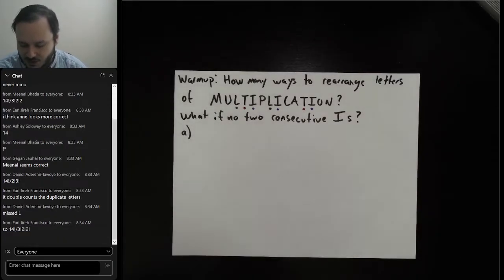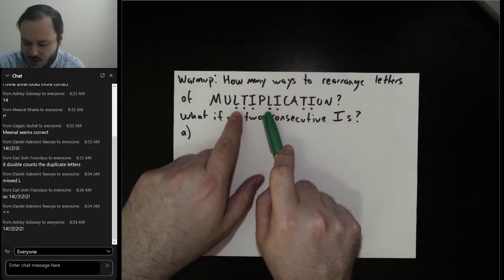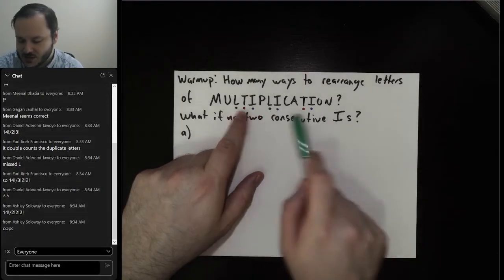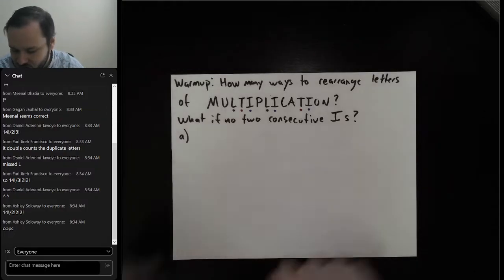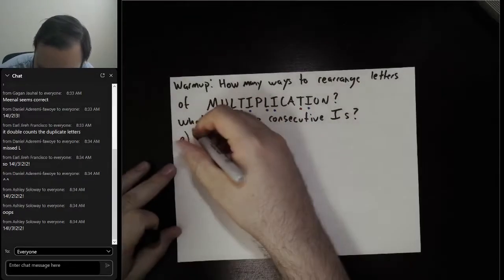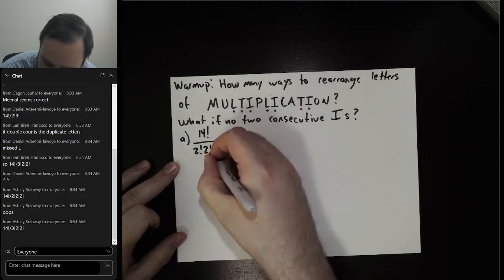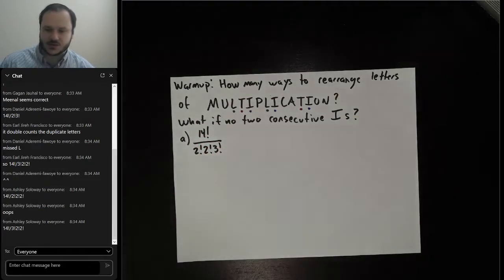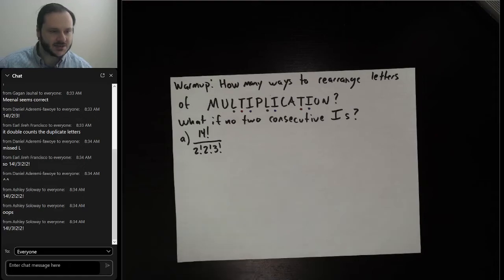So if we just did our 14 factorial for the 14 letters, we have to be careful because whichever order our L's are in doesn't really matter. Whichever order our T's are in doesn't really matter. So what are our repeated letters? We've got a pair of L's, a pair of T's, and a triple of I's. So we want 14 factorial over 2 factorial, 2 factorial, 3 factorial. Which is good. Feels like we've converged on that in the chat. So good.